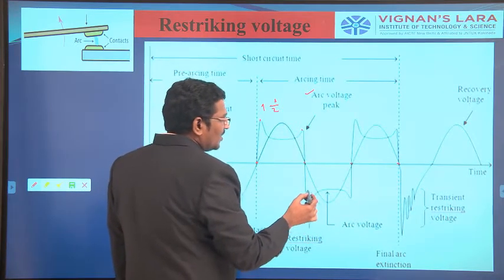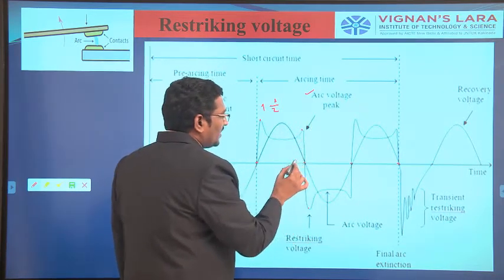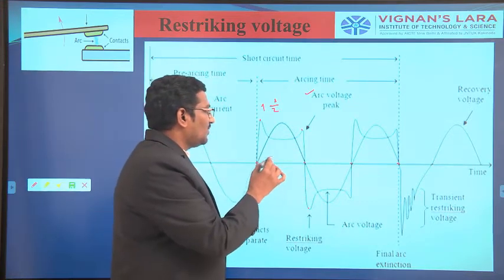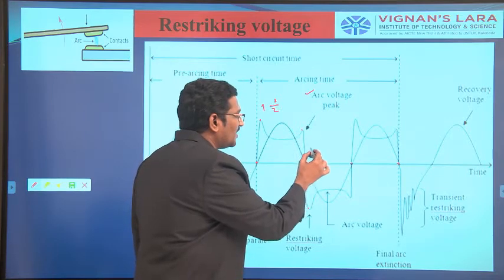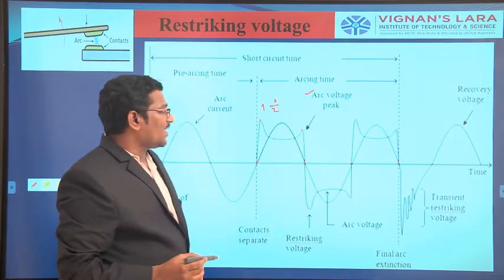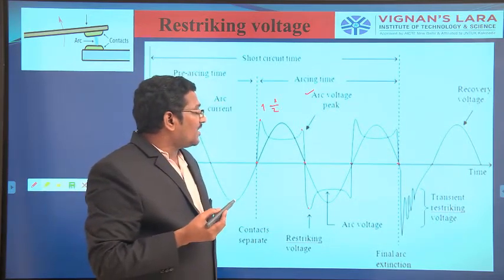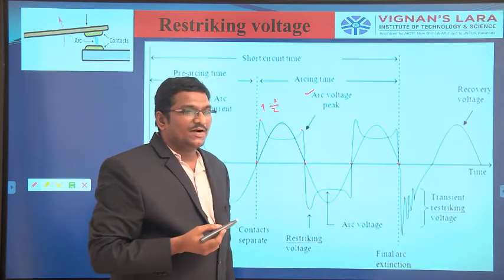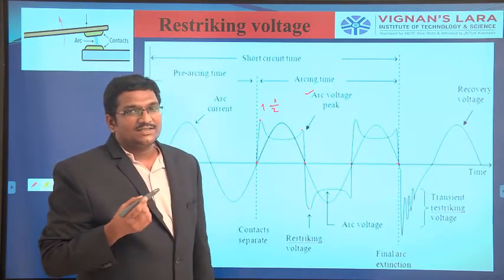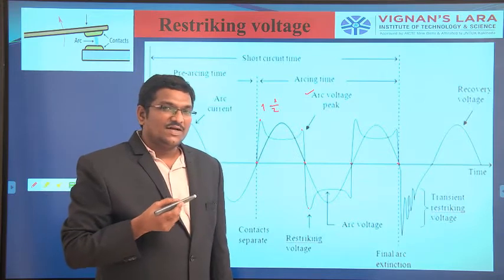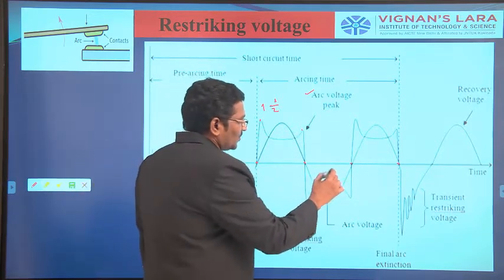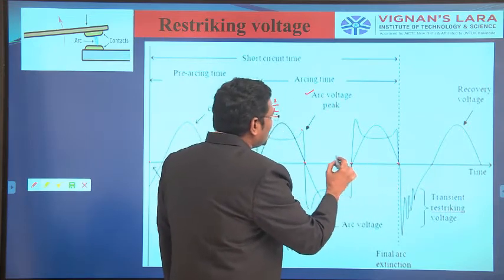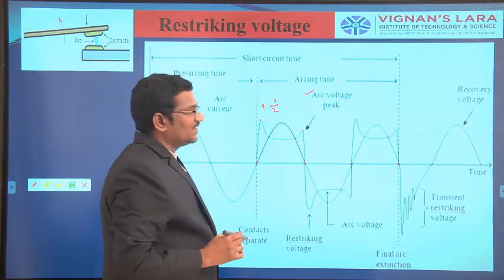Okay, to define the restriking voltage, an arc should be there and there should also be a current zero crossing. With reference to the zero crossing and the arc, you can define the restriking voltage. The importance of the restriking voltage is that whether the arc is extinguished or persists depends upon it. So this is the definition of the restriking voltage.